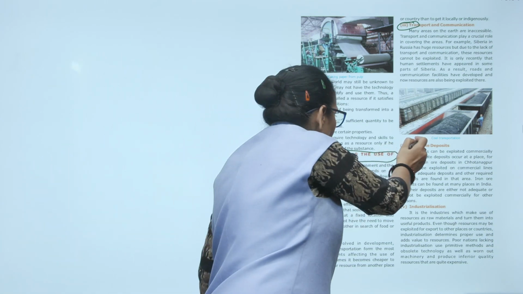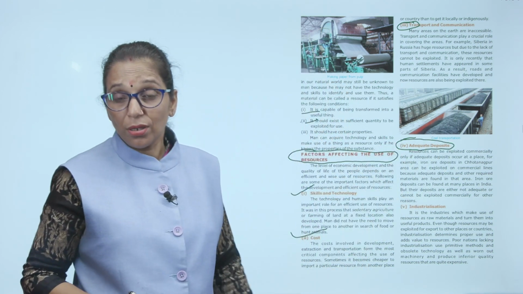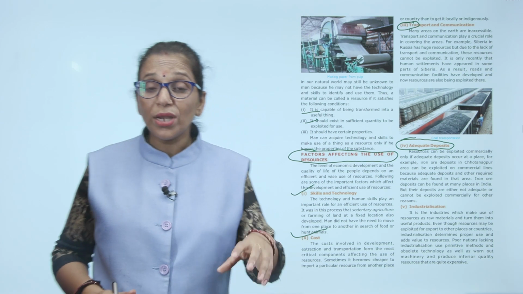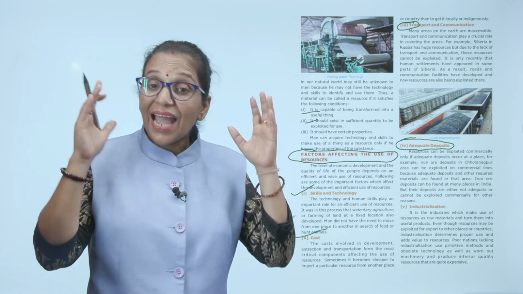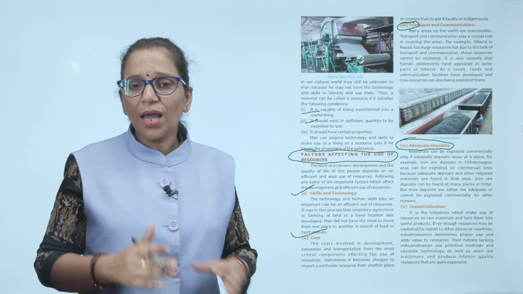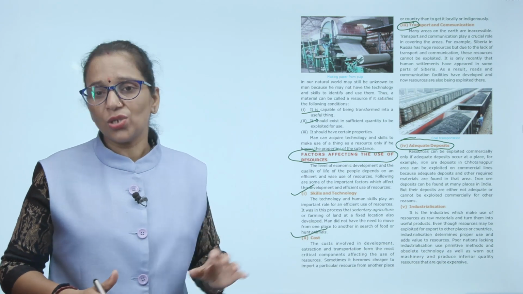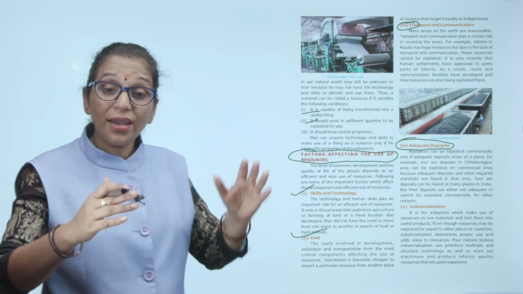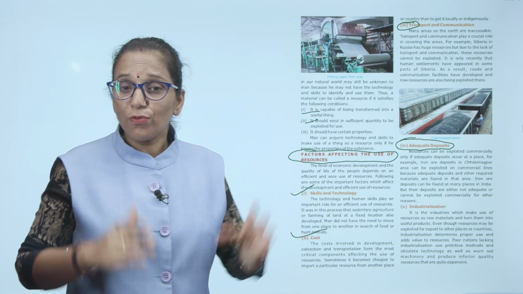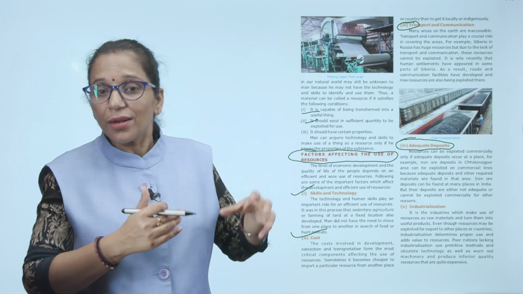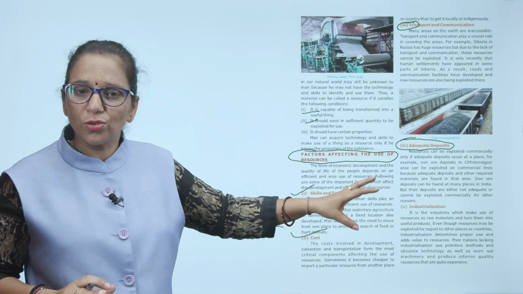Then the fourth factor that affects the use of resources: adequate deposit. We need to check wherever we are going to extract resources, whether they are in an adequate amount or not. For example, iron ore deposits in Chota Nagpur area can be exploited at the commercial level because they have abundant reserves of iron ore. But in Delhi, can we extract iron ore? No. There we cannot find it. So adequate deposit should be there.